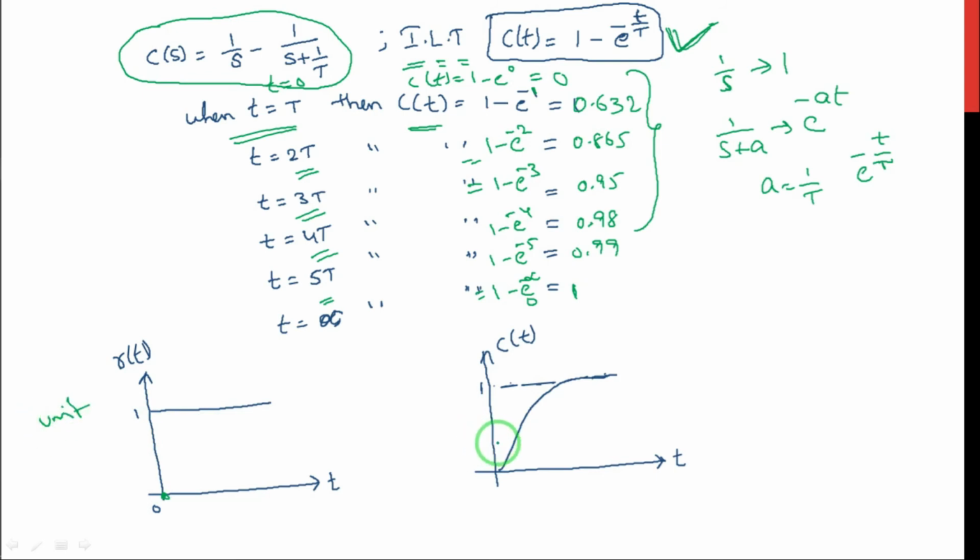Now check the output response. The second diagram is called the output diagram. At T equal to 0, the output is 0. Okay, at T equal to 1, 2, 3, 4, 5, 6, like that. At 1, the output is 0.6, at 2, 0.8, at 3, 0.9, like that. After a certain time it reaches the final value, that is 1. At T equal to infinity, the output value is 1.